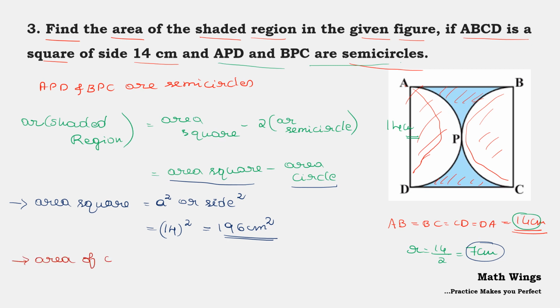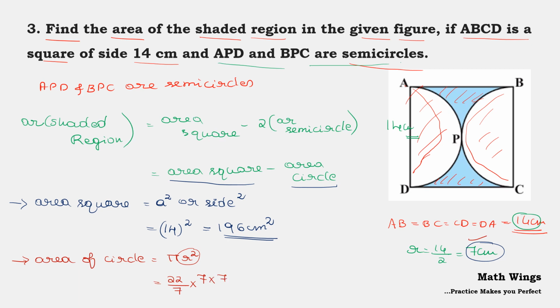Area of circle is equal to pi r square. Observe that they have not asked to take pi as any value, so here you can just substitute pi as 22 by 7. What is the value of r here? As I already said, r value is 7. So we have r square, therefore it is 7 into 7.